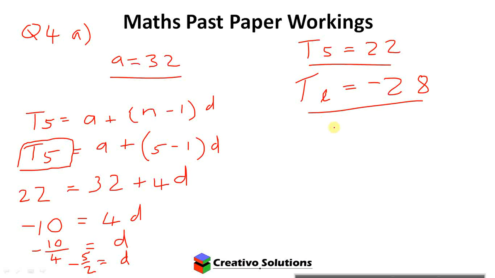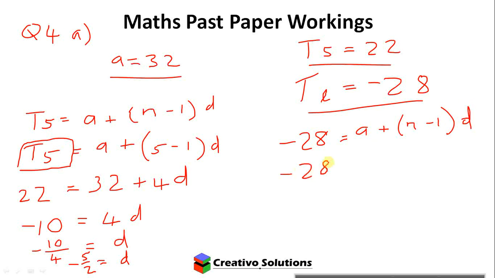Right, now we need to look at this TL, the last term. So we know that the last term is minus 28. So minus 28 is equal to a plus (n minus 1)d. I know the last term is minus 28, I know the first term is 32, n I don't know, and d I know: d now is minus 5 over 2. So now we solve for n.